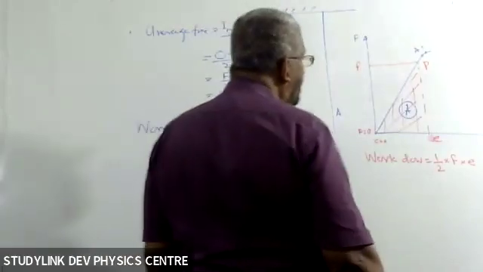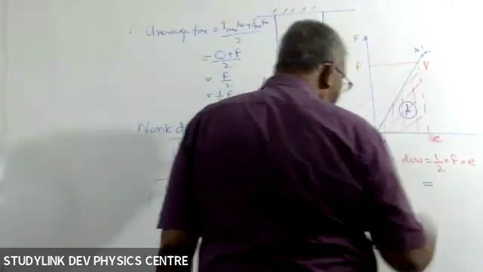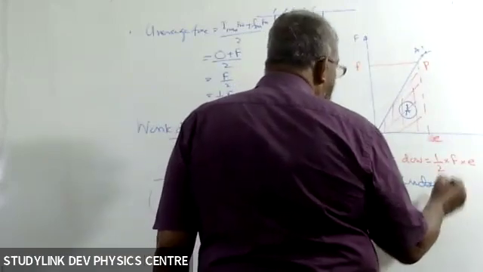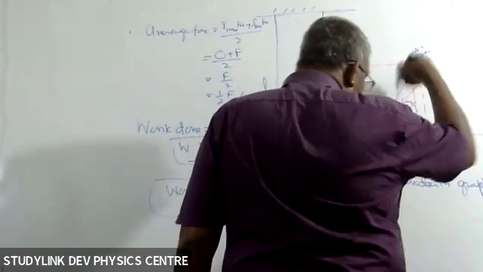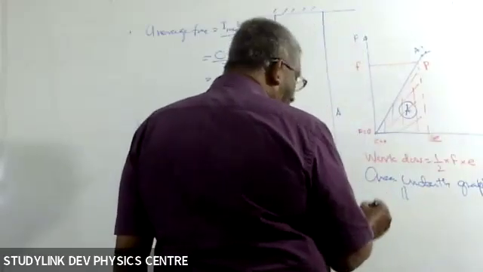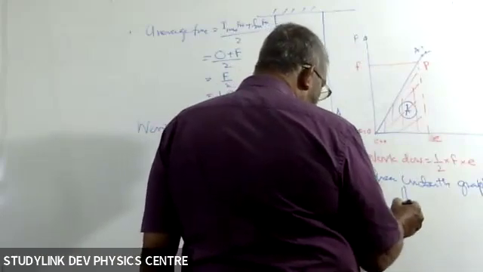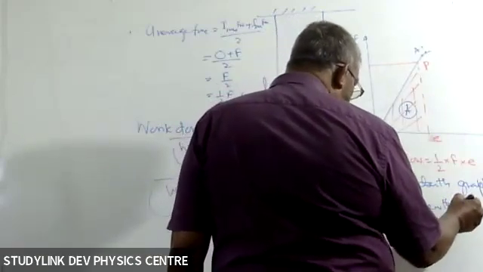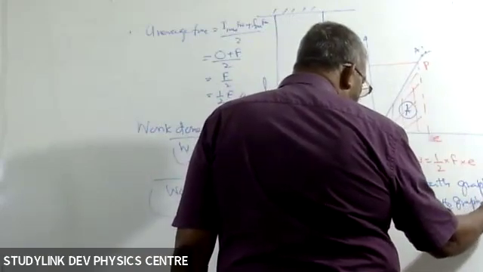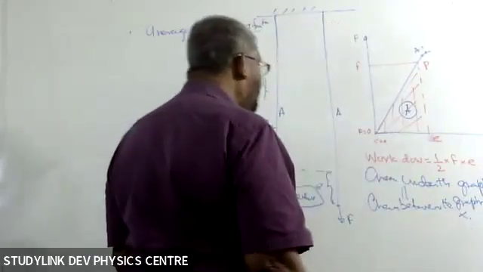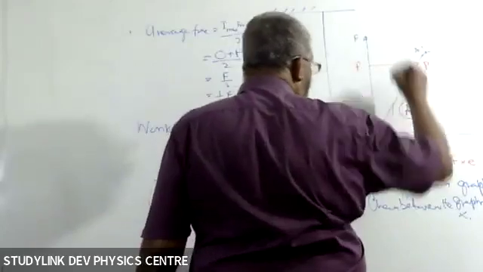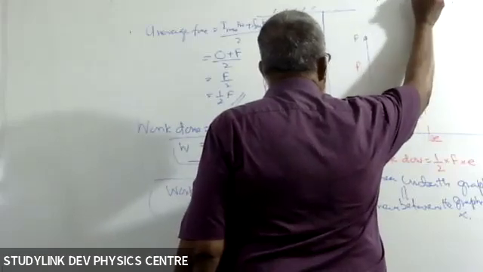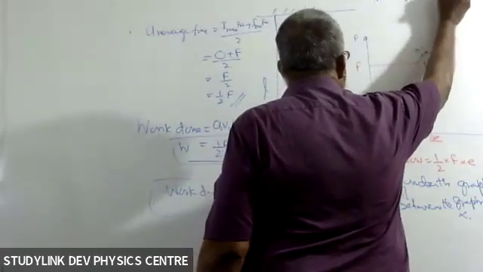Then what happened? As far as area is concerned, the area under the graph. Under means downwards. Or we can say the same thing, the area between the graph, meaning the straight line, and the x-axis, is equal to the area. So area is equal to half, as it is a triangle, base into height.